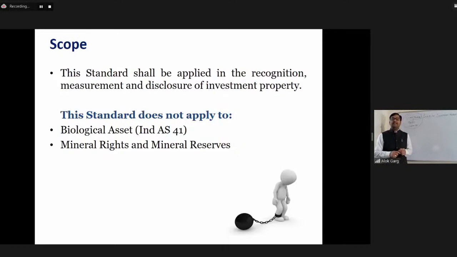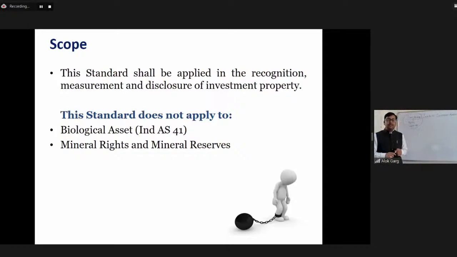So this standard is applicable in the recognition, measurement, and disclosure of investment property. This standard is only applicable for investment property. If there is an investment property, this standard is applicable. And what is an investment property? This standard is only applicable for land and building, land or building. And this standard is not applicable to biological asset related to agricultural activity.